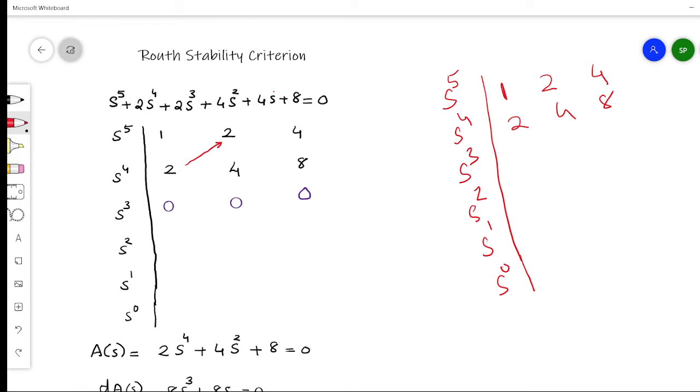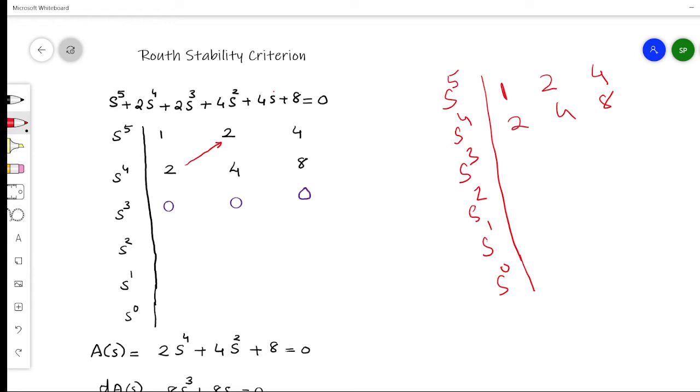You can say the system is stable when, after completing this Routh array, all the elements in the first column are positive. If there are any negative elements present, that means the system is unstable. So first we will complete this array.